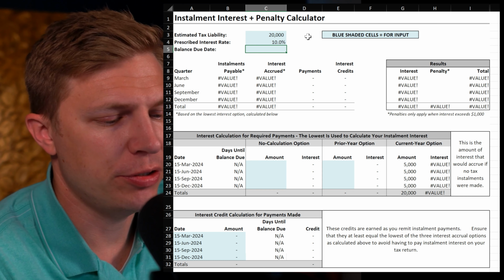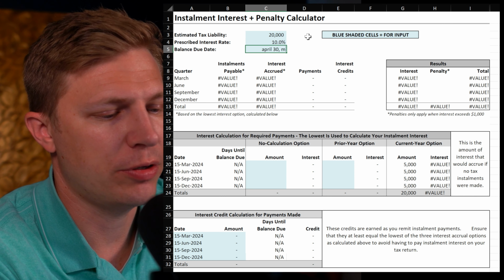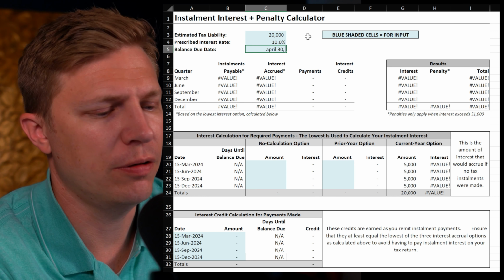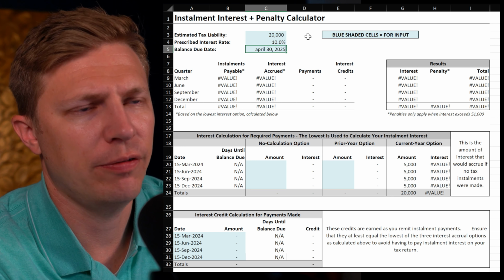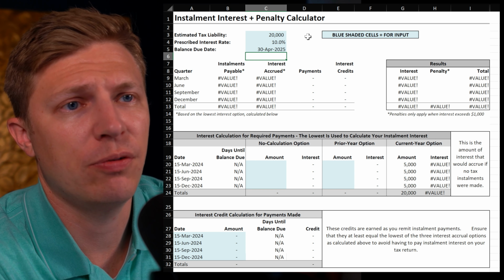Now the balance due date is going to be April 30th of 2025, if we're talking about the 2024 tax year, which we are.